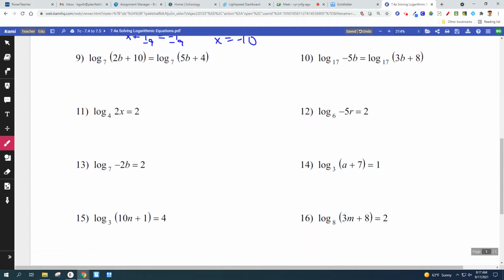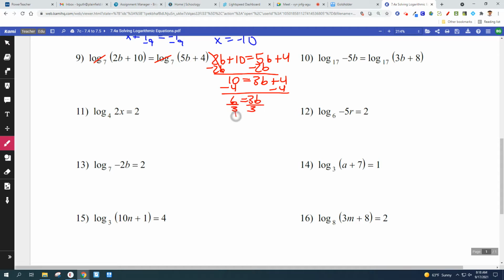So I think you're getting the picture. They're all kind of the same until you get to number 11. Let's do number 9, the last one of these. These cancel out. 2b plus 10 equals 5b plus 4. I like to subtract or get rid of the smaller of the two variables. I just think it's more efficient that way. 3b plus 4, subtract 4. 6 equals 3b, divide by 3, b equals 2. Plug in a 2. You're going to get a positive number. You're good.